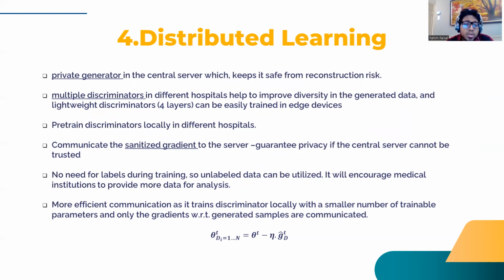In this case, we only communicate the sanitized gradient to the server. So if someone assumes that the server is not honest, the server cannot exploit the weight, because the weight is already noisy. And it is an unlabeled generation, so there's no need for labels. It will encourage hospitals to provide more data, and it ensures more efficient communication, as the discriminators that are locally trained only transfer a smaller number of trainable parameters, because the discriminator is lightweight, and only the gradient that are exposed to the real data are transferred.